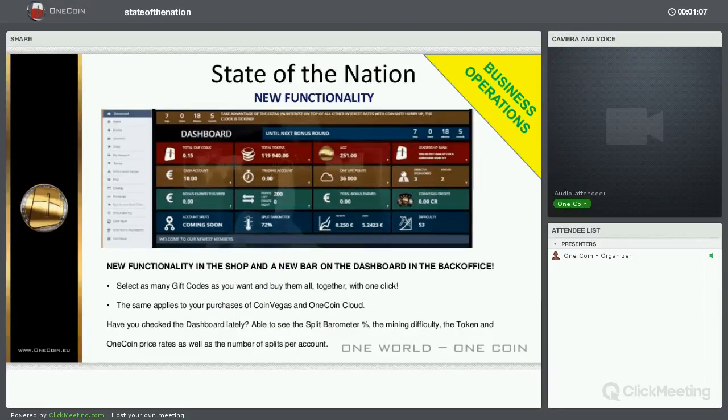I'd like to first start with just a reminder to each of you, if you've been into your back office recently, that we do have new functionality both in the shop and on the dashboard. So as of now, you can select as many gift codes as you want and buy them collectively with one click rather than having to do them individually and separately. And that also applies to your purchases of Coinbase and OneCoin Cloud. And in addition, on the dashboard, you're able to see the split barometer there, the mining difficulty, and of course the cost of tokens and the OneCoin price rate, as well as being able to click on and see the number of splits per account. So these are significant additions to how the business operates internally. And please go and check those through yourselves and pass on to all of your team.